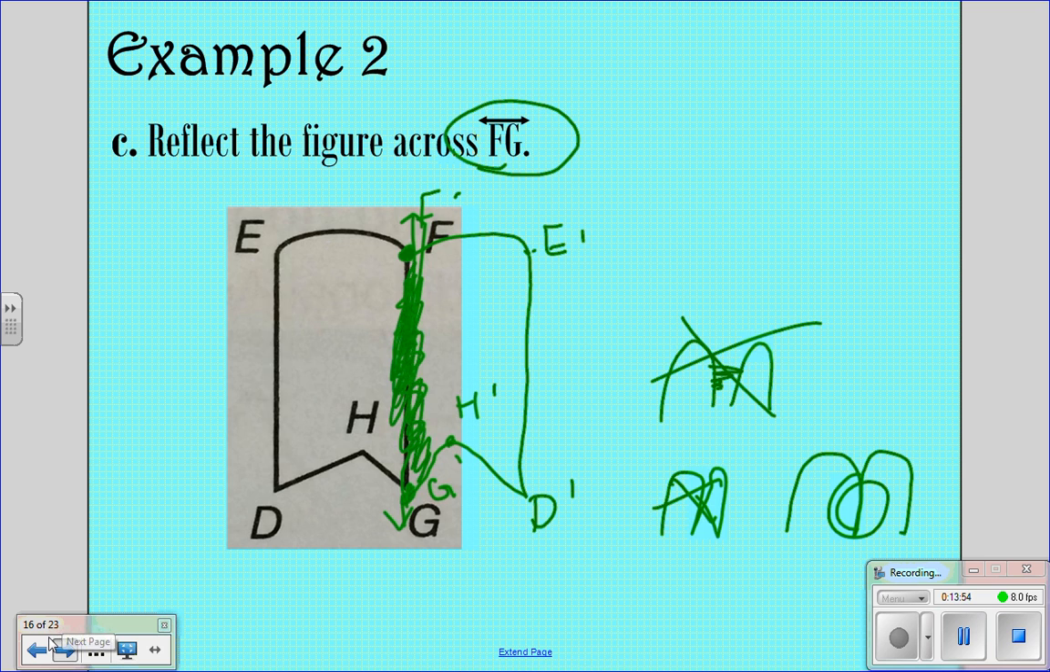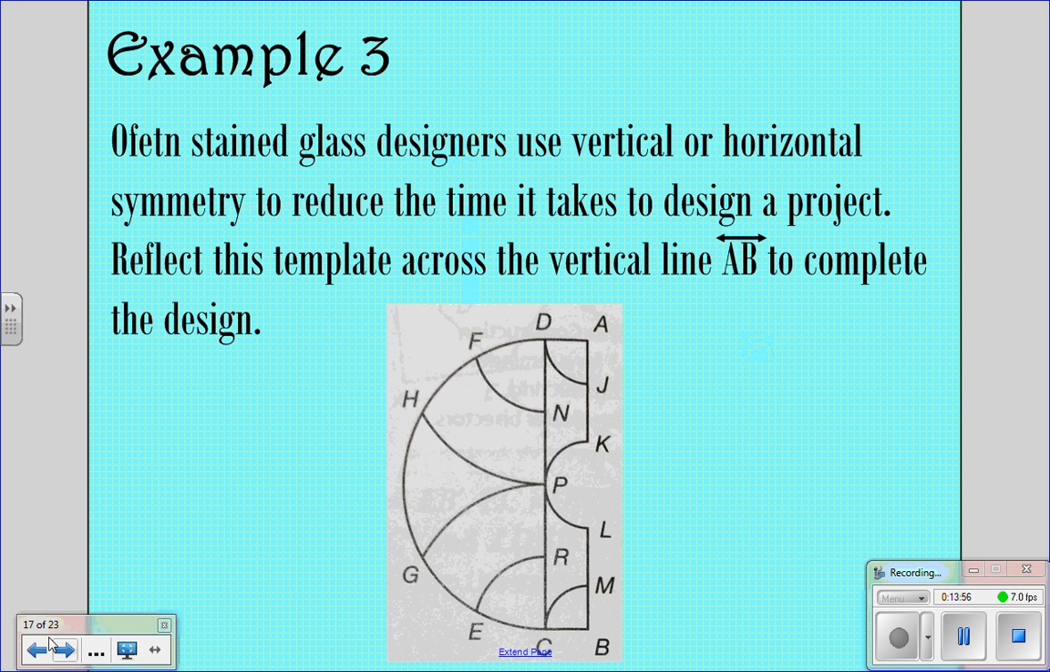Looking at the next example, often stained glass designers use vertical or horizontal symmetry to reduce the time it takes to design a project. We're going to reflect the template across the vertical line AB to complete the design. So the line AB goes from A down to B. And so if we draw a line up, we are actually going to have it going across that line.